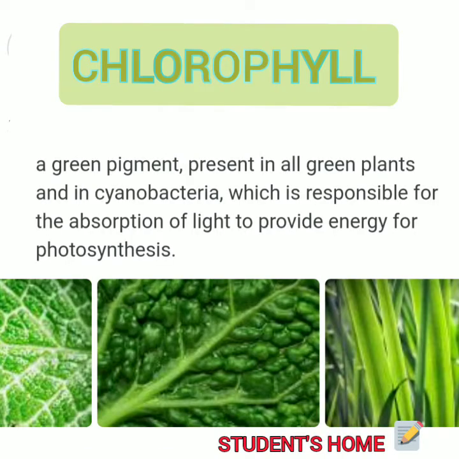So class, now the next component that is involved in the photosynthesis process, as we can see in the picture, that is chlorophyll. So what is chlorophyll? It is a green pigment present in all green plants and in cyanobacteria, which is responsible for the absorption of light to provide energy for the photosynthesis process. As we all know, photosynthesis occurs only in the presence of sunlight, and that sunlight is trapped by chlorophyll pigment only. That's why chlorophyll is a very essential component involved in the photosynthesis process.